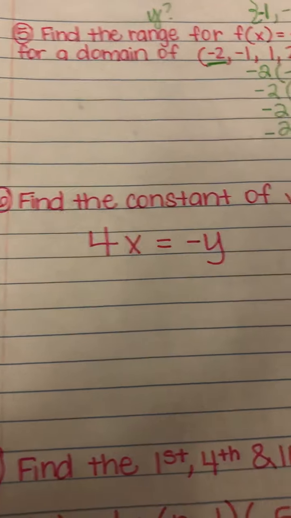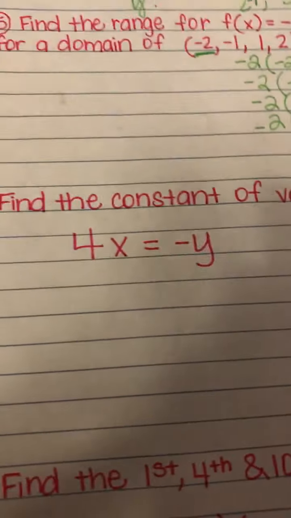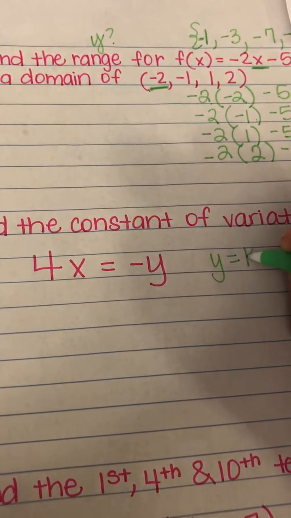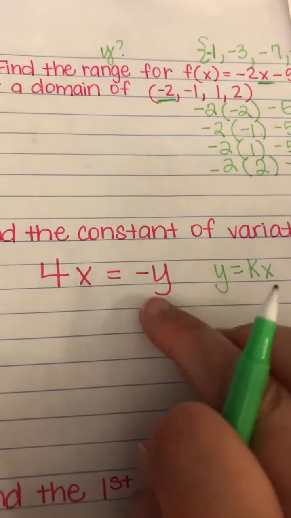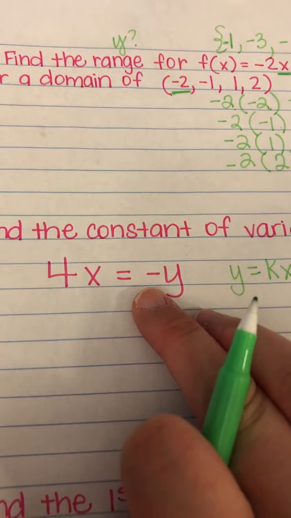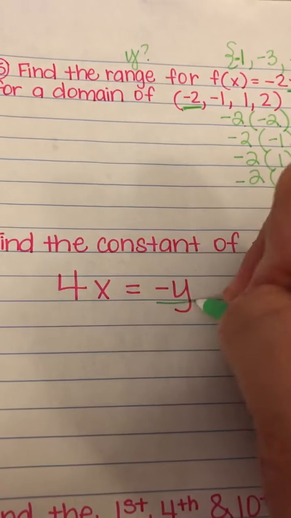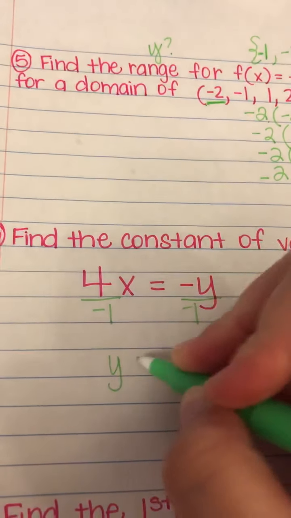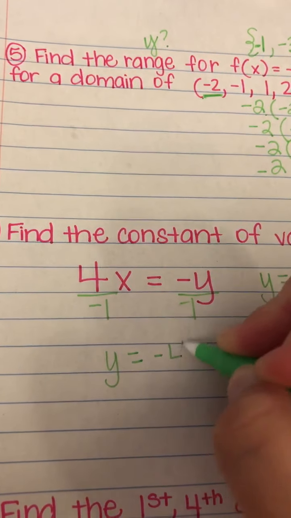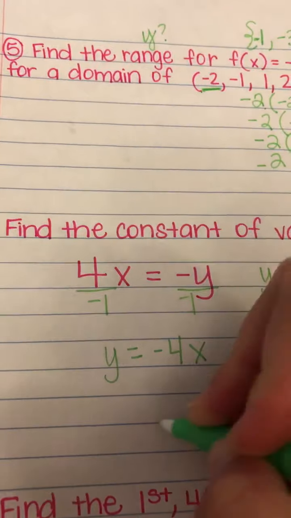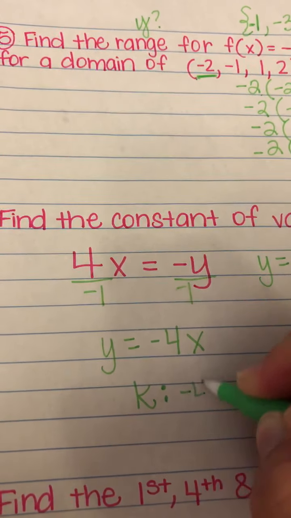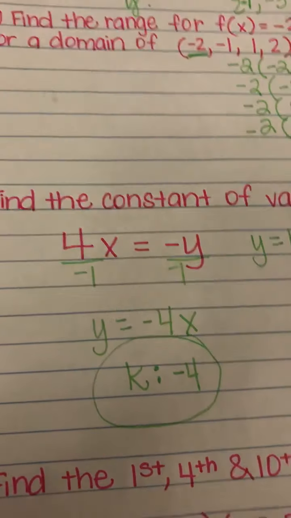The next one says, find the constant of variation. So again, it's very critical that you get it in y equals kx form, and everything is isolated except you have a -1 on the outside. So you would just need to divide everything by -1. So y would equal -4x, and then your constant of variation is just your slope. So that would be a -4.